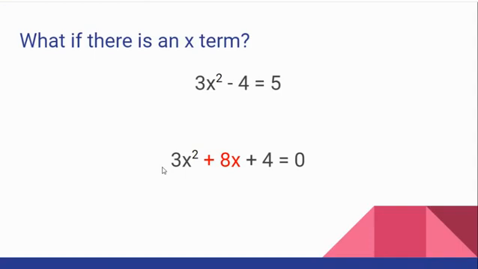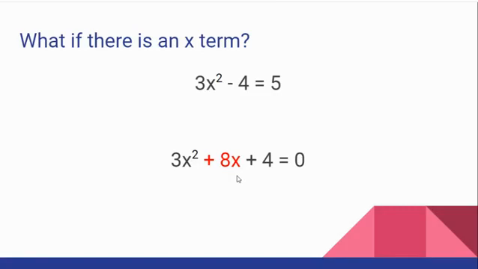In the last lesson, we looked at how to solve quadratics that did not have an x term. They only had x squareds and constants. Today, we're going to explore how to solve a quadratic if it does have an x term, like in this one, the 8x. We cannot just isolate the x because we have two different x terms. It makes it impossible to get x by itself.